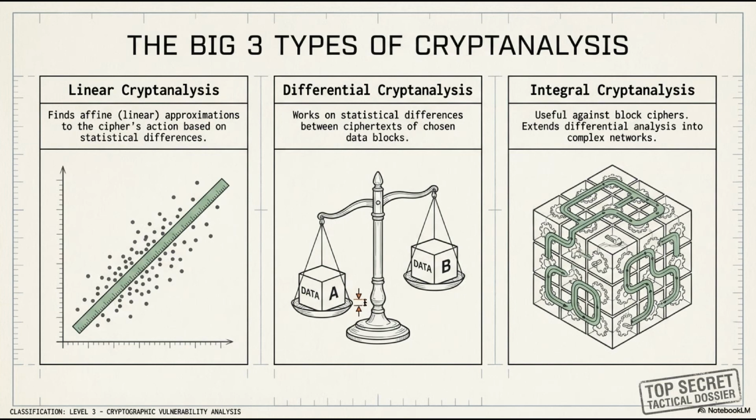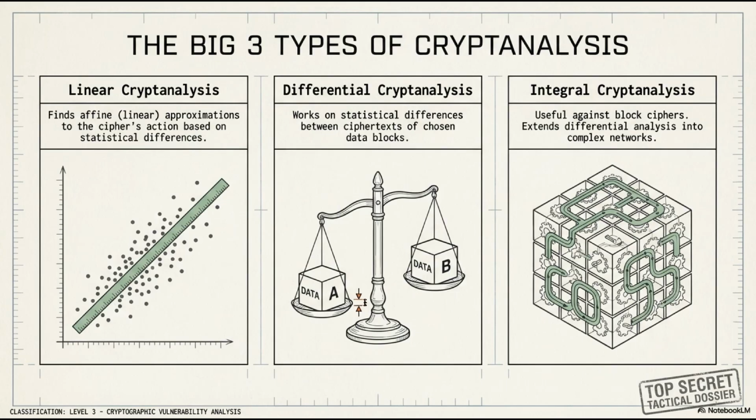So you feed it 2 inputs that are almost identical, and watch how that tiny difference ripples through the encryption. Right, the avalanche effect. And then the third one is integral cryptanalysis, which is super useful against block ciphers. It essentially extends that differential analysis into highly complex networks. And that brings up a huge rule.